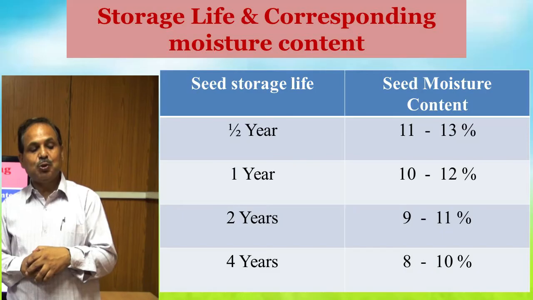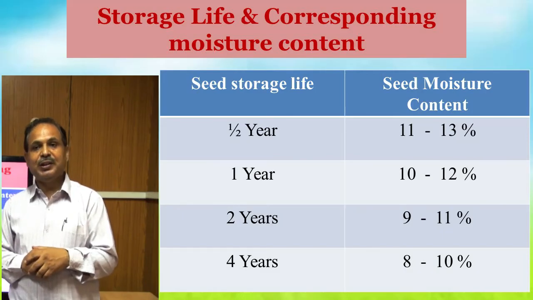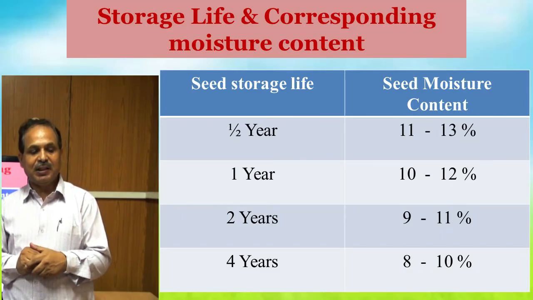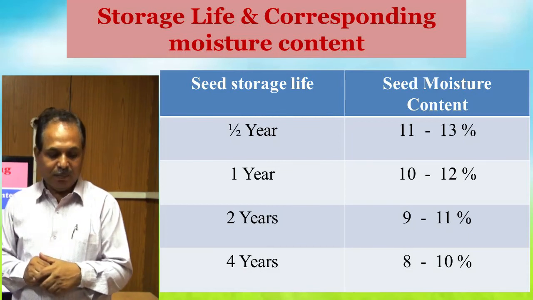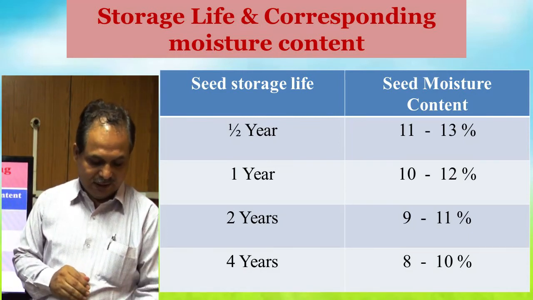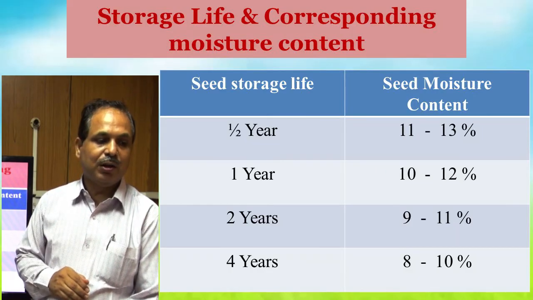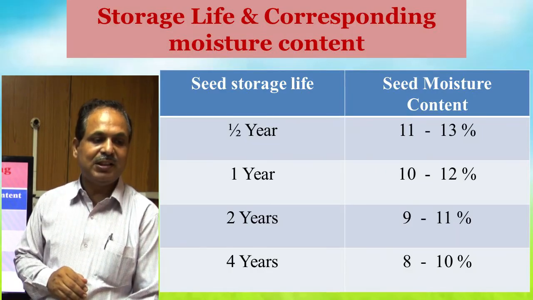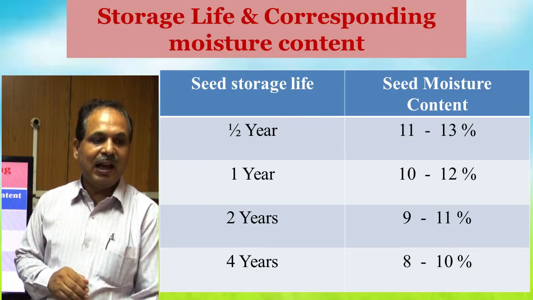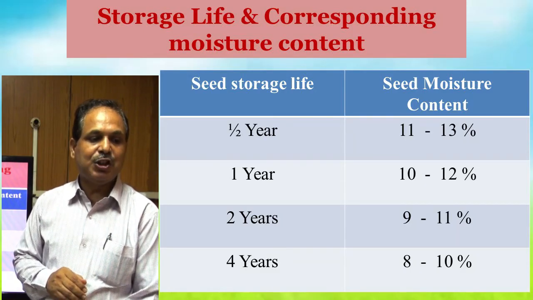If we have to store the seed for 4 years, then 8 to 10% moisture content should be there. Excess moisture content will deteriorate the seeds and adversely affect the seed viability and germination.